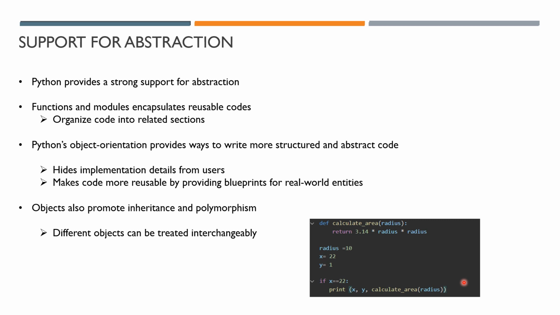calculate area radius, and it gives us the calculation again without having to rewrite the 3.14 times radius. So basically we can reuse code without having any complications. That's also one important use of Python.